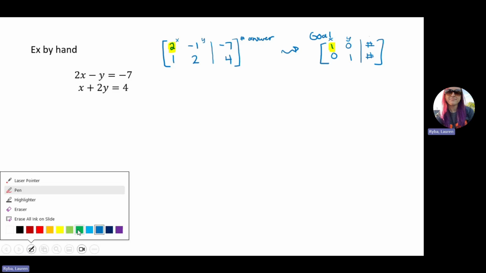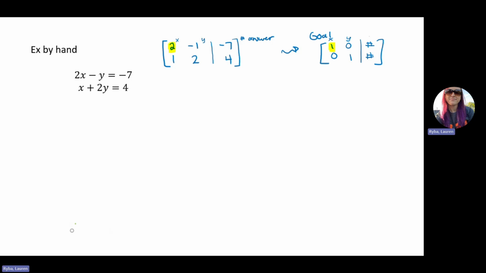So the first step is to get this guy to be a 1. So I'm just going to, as my first step, flip-flop row 2 and row 1. So this notation on the side here is just telling myself I am switching places of row 2 and row 1. So I'm going to rewrite it as 1, 2, 4 and 2, -1, -7.